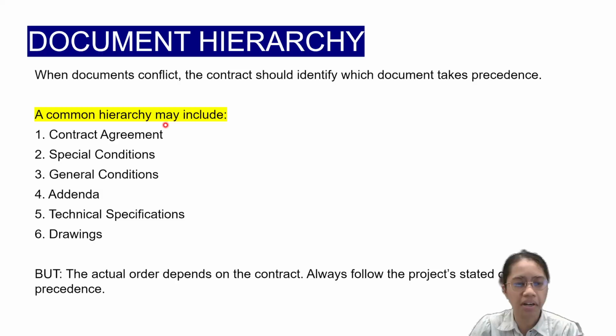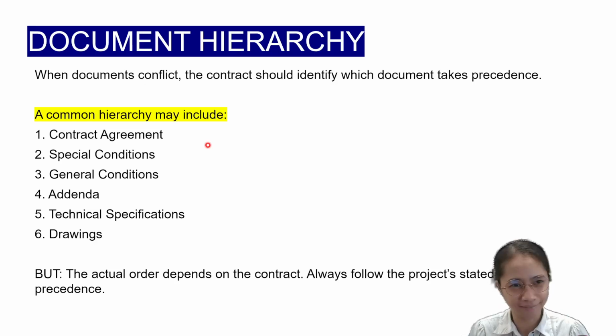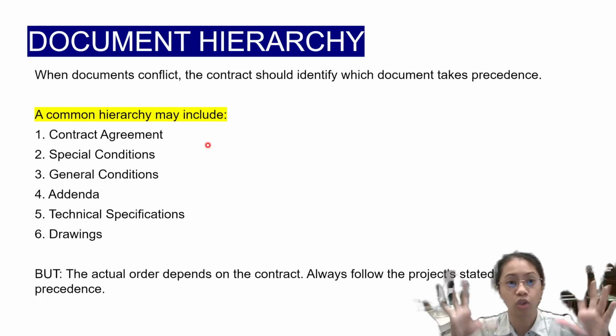So the common hierarchy may include the topmost, most powerful priority for document interpretation. If in case there is a conflict, it is the contract agreement. That's why before you sign a contract, the first page, the next page, the whole contract agreement should be read well. Even the address, the duration, the cost, and the names of the parties should be checked well.